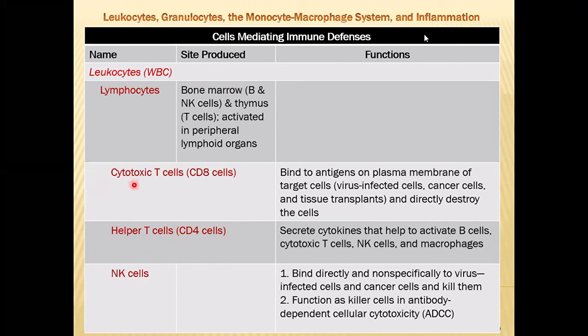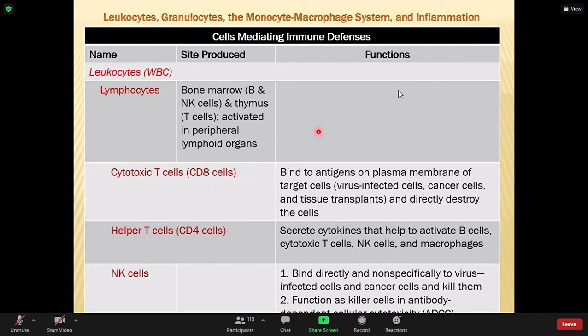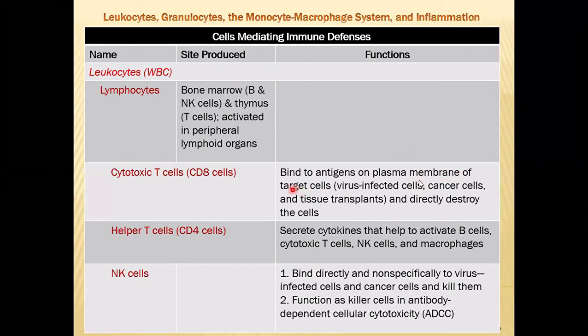Okay, so CD8 or your cytotoxic T, what is its function? It binds to antigen on the plasma membrane of the target cells. So what are these target cells? Virus-infected cells, cancer cells, or tissue transplants, and it directly destroys that cell. So transplant rejection is about cytotoxic T cells. Then you have helper T. Helper T cells secrete cytokines that help activate B cells. And they also activate cytotoxic T, NK cells, and macrophages. Helper T cells are very helpful.